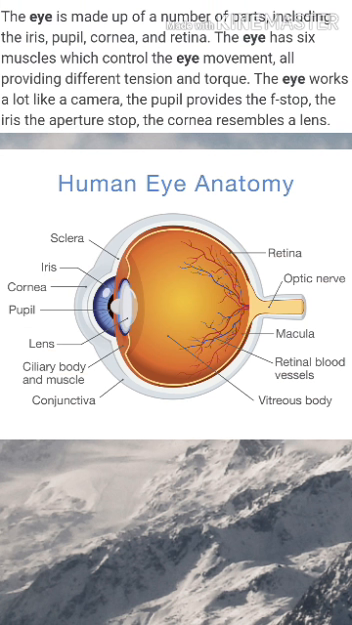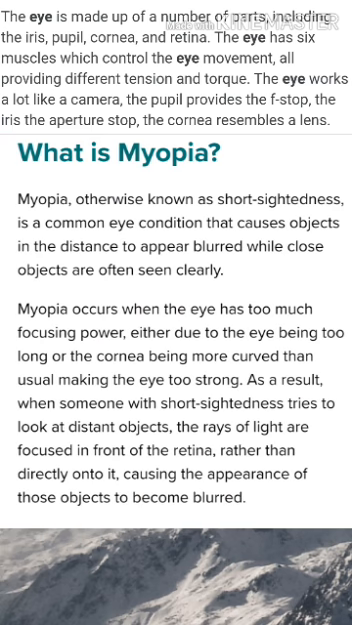The eye works a lot like a camera. The pupil provides the f-stop. The iris, the aperture stop. The cornea resembles a lens. Next, you are seeing the diagram.